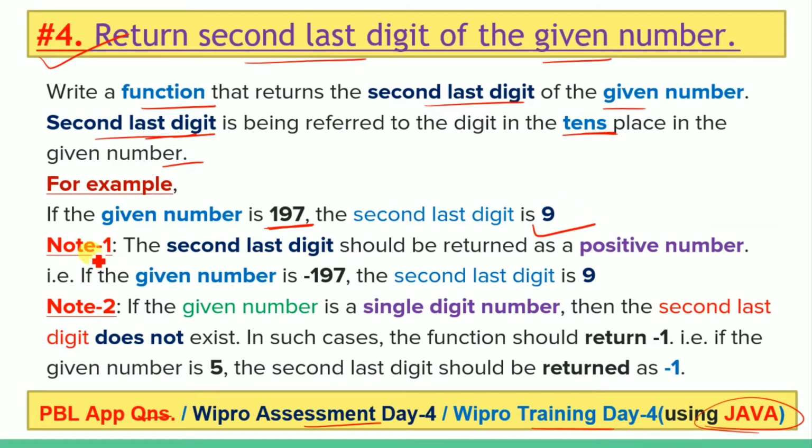Here are also some notes. Note 1: the second last digit should be returned as a positive number. So, if we take minus 197 as an input, then also the second last digit should be returned as 9. Another note: if the given number is a single digit number, then the second last digit does not exist. In such cases, the function should return minus 1. That is, if we take 5 as an input, then the function should return minus 1.